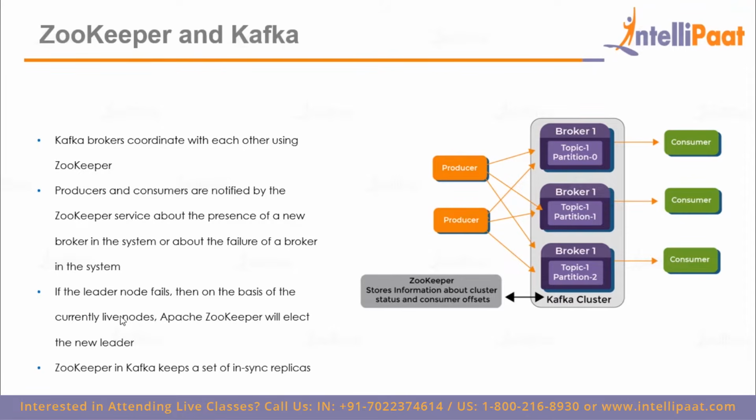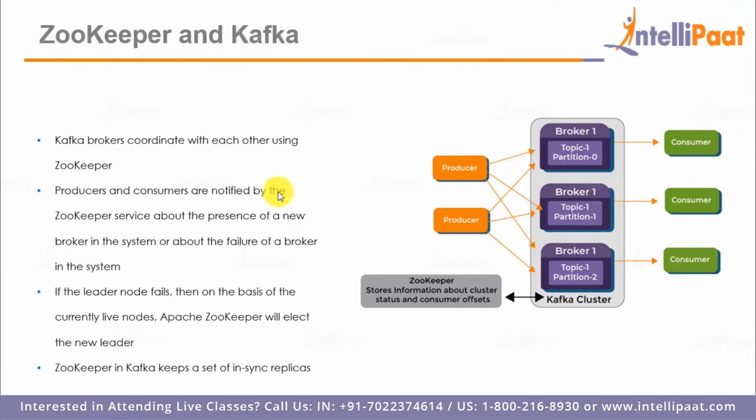So the Kafka brokers coordinate with each other using Zookeeper, right? Over here we've got just one broker, but let's say it is a multi-node cluster setup or a multi-broker cluster setup. If you have multiple brokers, then all of those brokers need to work with each other in tandem. That is possible by using Zookeeper, right? So this is how the Kafka brokers work.